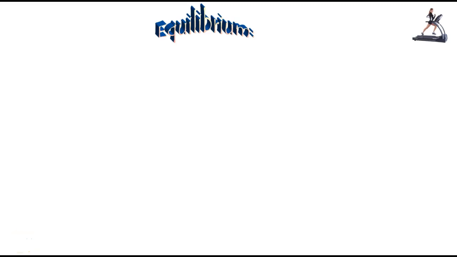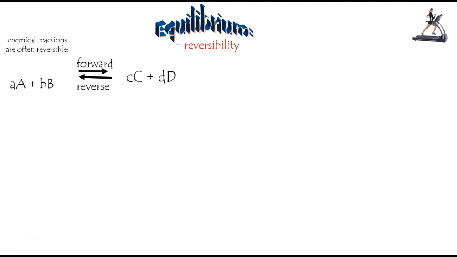Hey, this is an introduction to chemical equilibrium. It's really about the reversibility of a chemical reaction. Consider, for example, A plus B turning into C plus D. Isn't it possible that C and D can react to form A plus B?